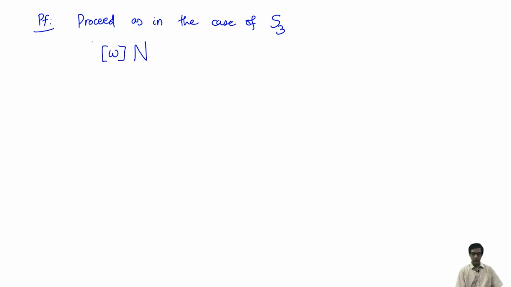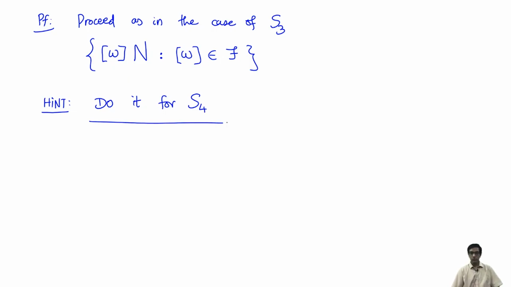You have to proceed as in the case of S3. Which is that you have to write out all the different possible cosets of elements of this kind. Look at Wn and write out what are all the possible cosets. W is a word, any element of the free group, and now you will have to count the cosets and show that there can be at most n factorial of them. So I would say the hint is first do it for S4, and that will tell you how to do the general case.